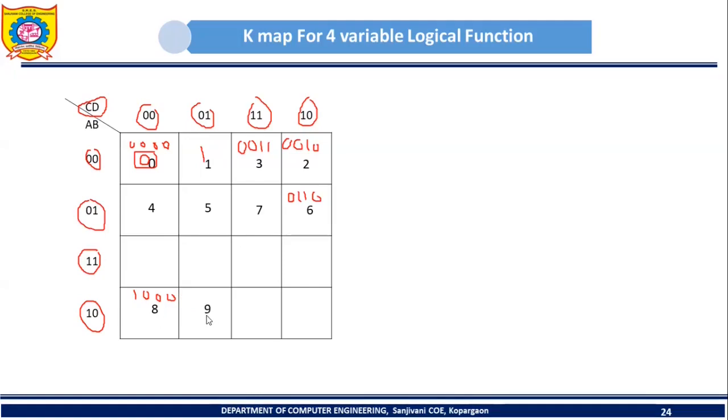Then 9 will be here. Where will 10 be? Whether I will have 10 here? No. So 10 will be here. Then 11 will be here, then 12 will be here, then 13. Then 14 will be here, and 15 will be here. So you can cross verify the input combinations of the remaining cells.